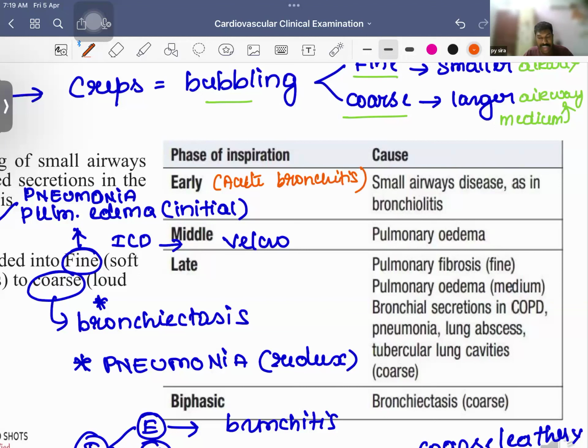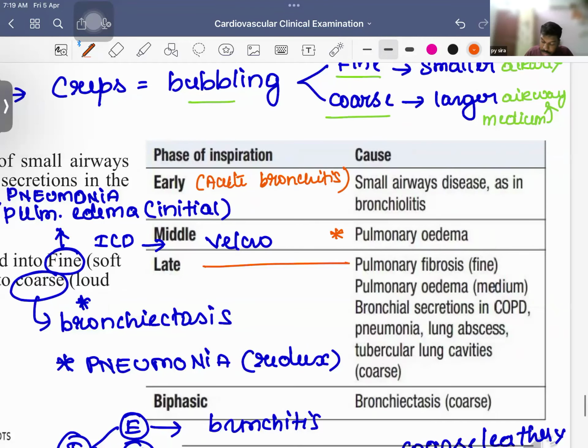Acute and chronic bronchitis. Then coming to middle crepitations, usually resolving infections and pulmonary edema. Late inspiratory crepitations are going to be pulmonary fibrosis. Pulmonary fibrosis, very, very important.